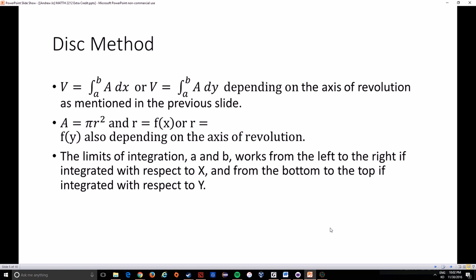The following is the formula for the disk method. Volume equals the integral of A with respect to x with domain from a to b, or equals the integral of A with respect to y with domain of a to b, depending on the axis of revolution as mentioned in the previous slide, where A equals pi times r squared and r equals f of x or f of y, also depending on the axis of revolution. The limits of integration a and b work from the left to the right if integrated with respect to x, and from the bottom to the top if integrated with respect to y.